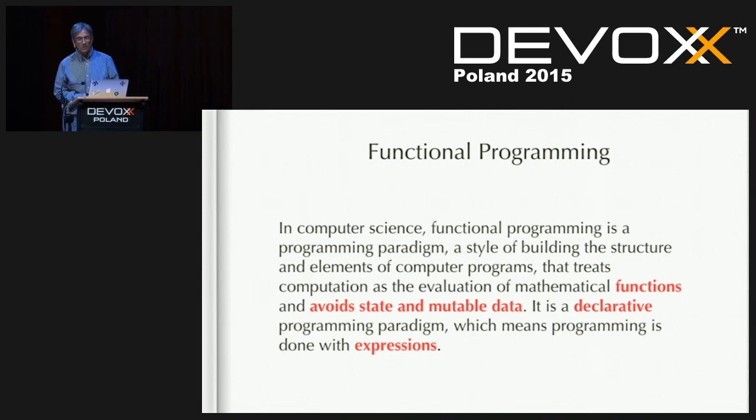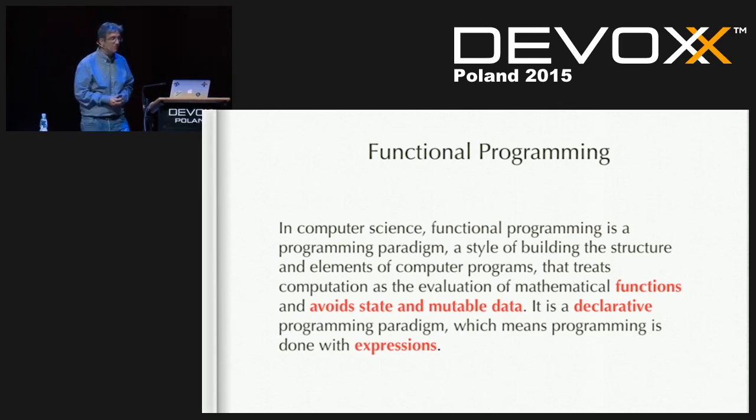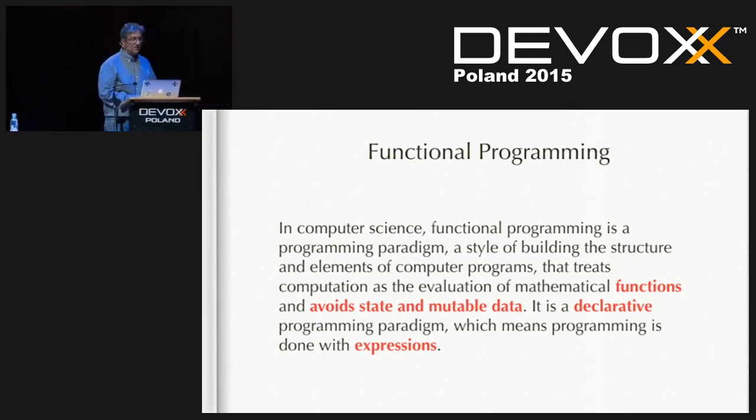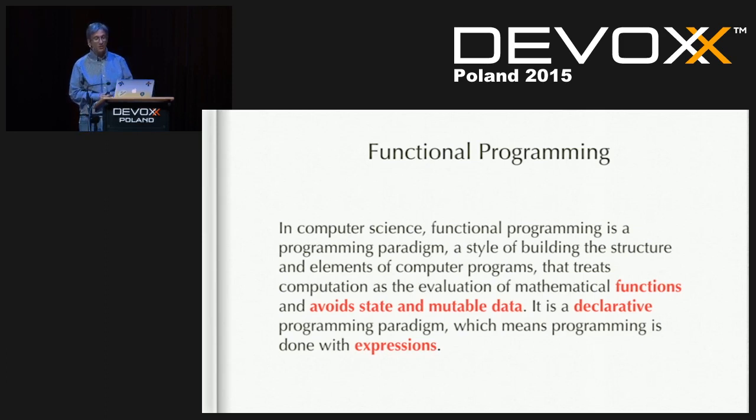Okay, so I will start with the definition. And when you start with a definition of something, you go to the ultimate source of truth, which is Wikipedia. And on Wikipedia, it says, in computer science, functional programming is a programming paradigm, a style of building the structure and elements of computer programs that treats computation as the evaluation of mathematical functions and avoids state and mutable data. It is declarative programming paradigm, which means programming is done with expressions.